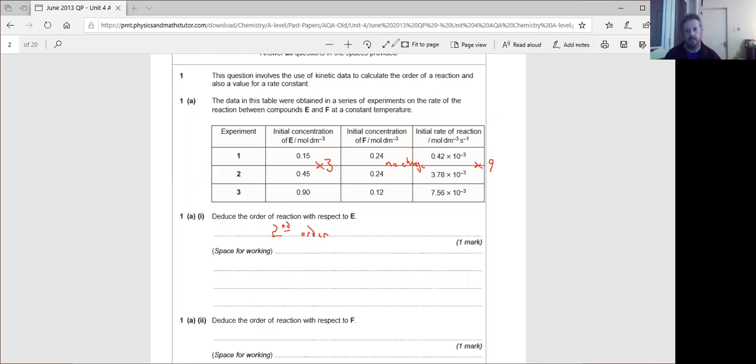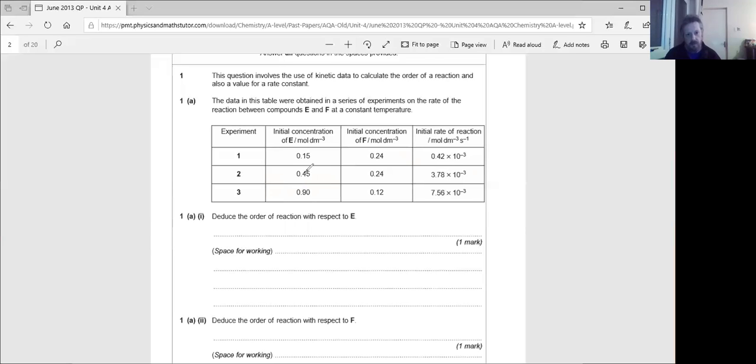So I'm going to clear that away so that we can see the next bit. We looked at experiments 1 and 2 to find out what the order is with respect to E, because F doesn't change. So let's get rid of that. We've also got to find the order of reaction with respect to F. So I would suggest we look at experiments 2 and 3. You could do 1 and 3, but it doesn't matter. We'll do 2 and 3.